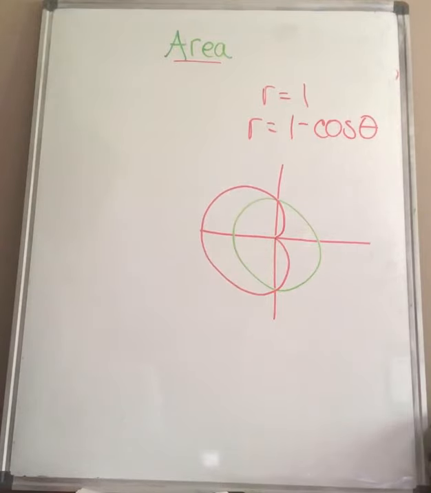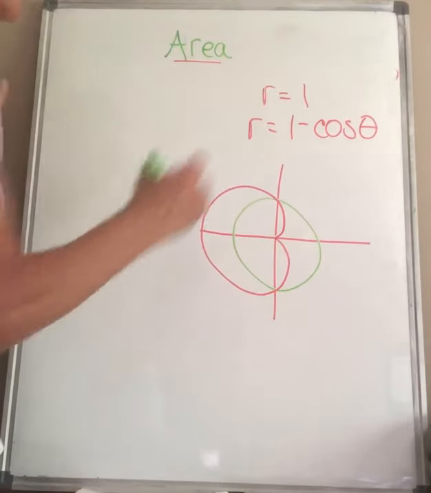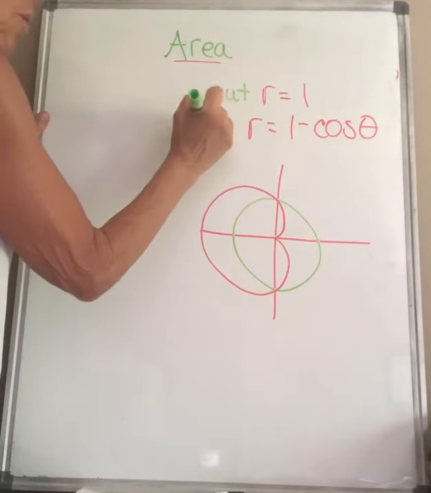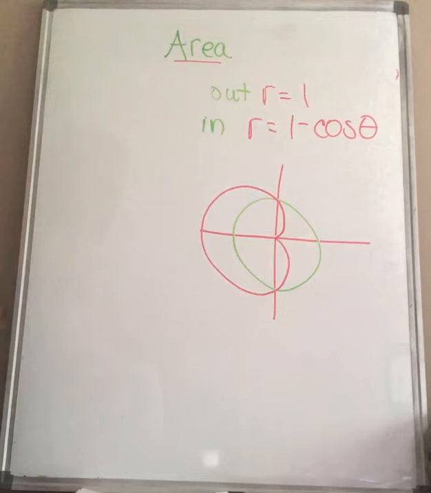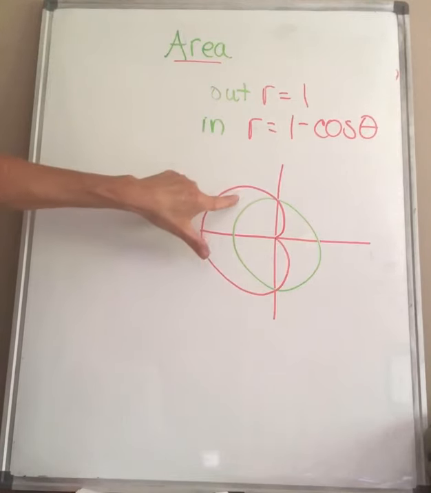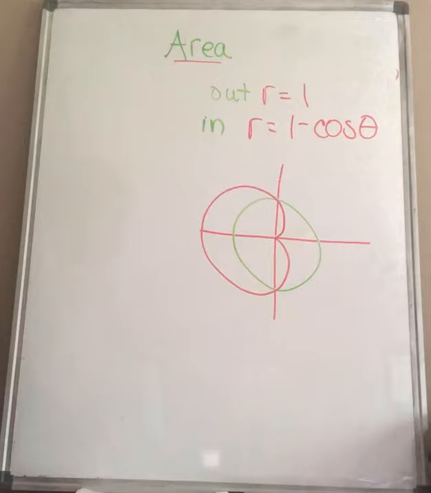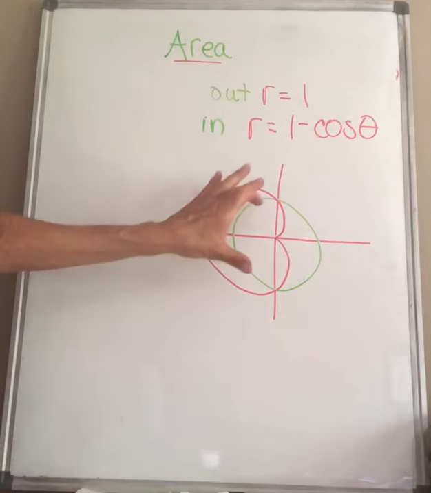So the first way that I want to ask you is I want it to be outside the circle, outside of r is equal to 1, and inside r is equal to 1 minus cosine of theta. And that's this piece right here. It looks like a crescent. That's this piece right here. So what we have to do is we have to find out where they intersect.